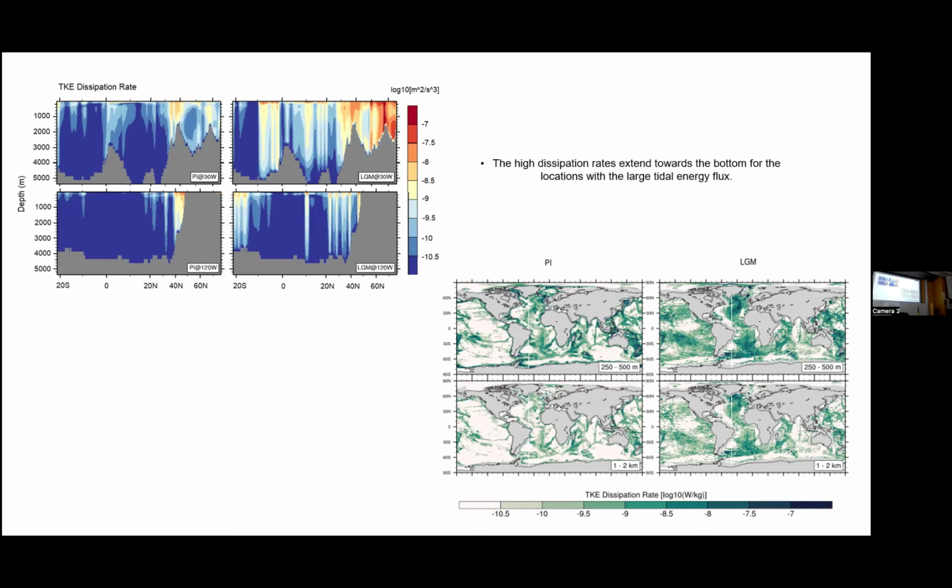And once again, LGM has much higher, like, more than 2 orders of magnitude higher dissipation rate than PI, as you see. And it is mainly at the surface comparing to the lower depths, higher depths, sorry.